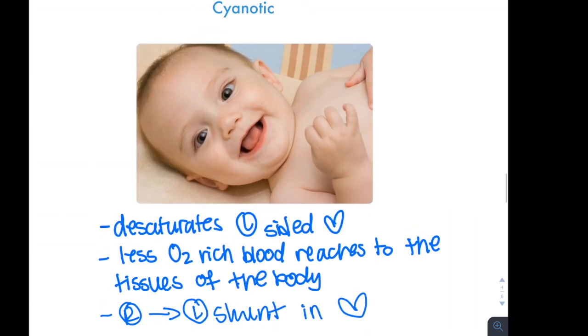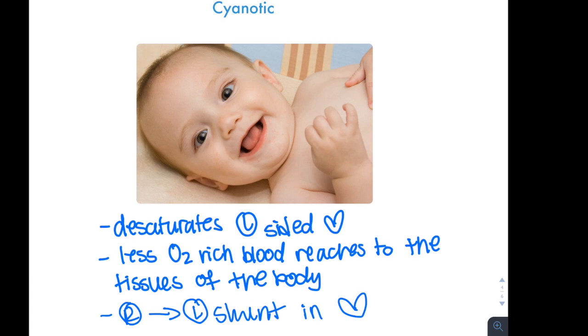The next topic we're going to touch upon is cyanotic congenital heart disease. What happens in this one is that your baby is not getting enough oxygenated blood to the body. Like the analogy we were talking about, where the car keeps going around the roundabout, in this case it's going to bypass the lungs and just get off the roundabout and go somewhere else. So it's going to desaturate the left side of the heart. You're going to see a right to left shunt in the heart.